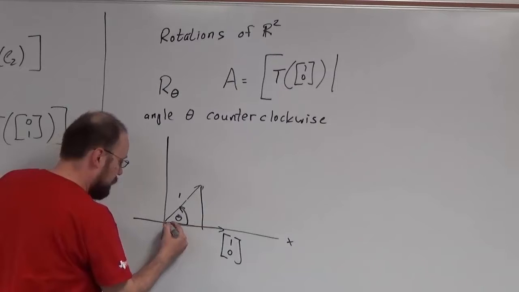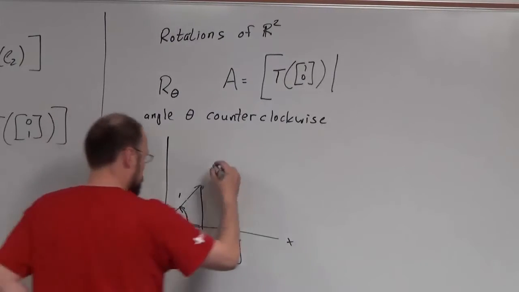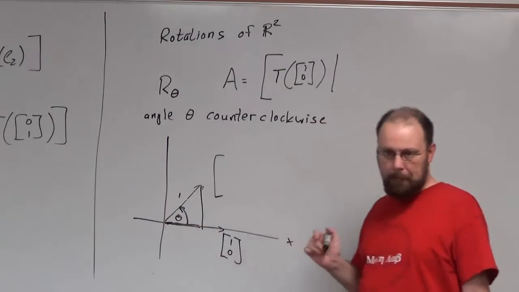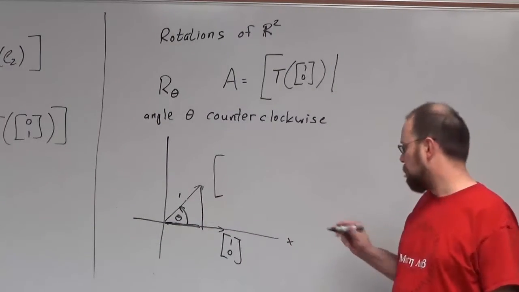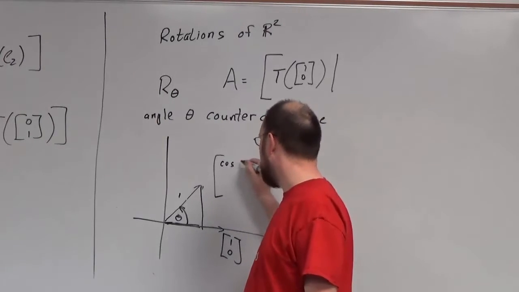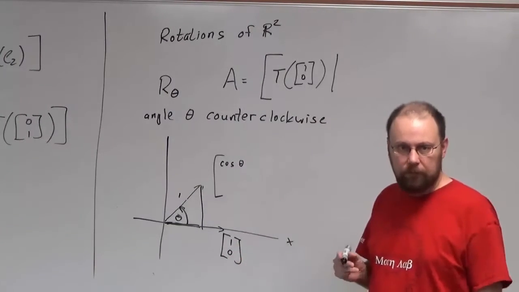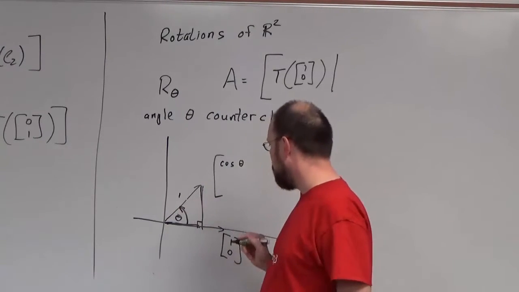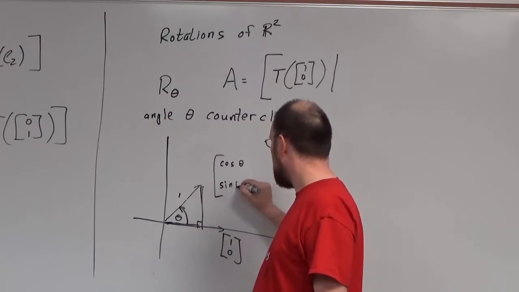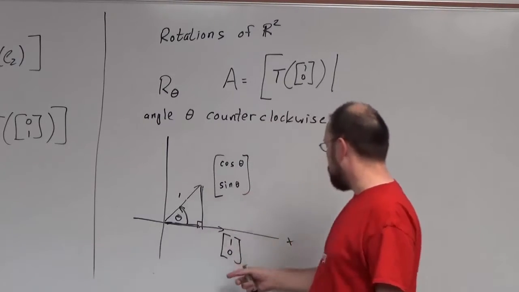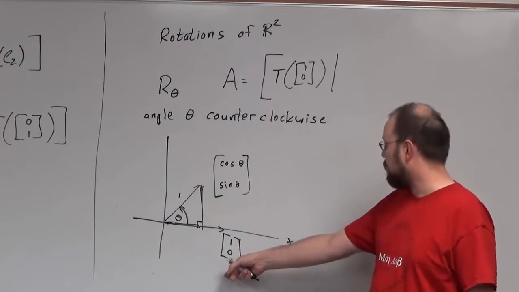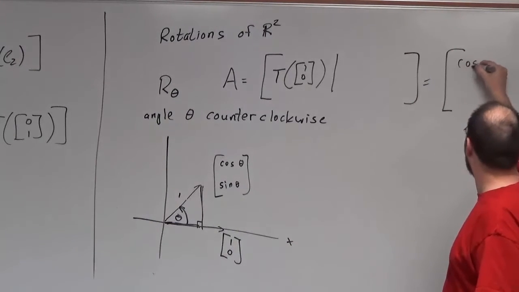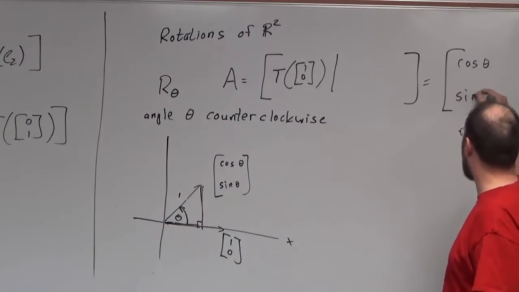And so the resulting vector, using trig, what would be the x component of that vector? I mean, you're all familiar with this, like using polar coordinates and so on. And y would be opposite over hypotenuse, sine. So apparently, the rotation takes this unit vector and turns it into a column vector (cosine theta, sine theta).